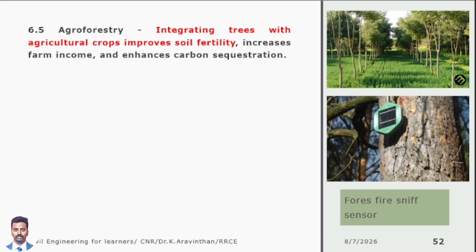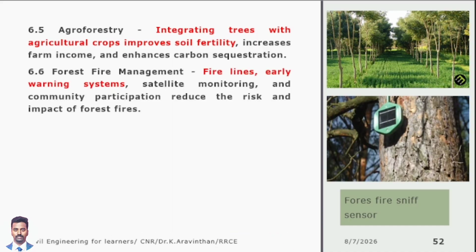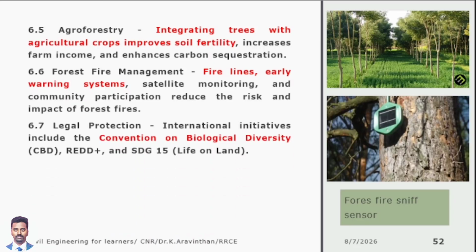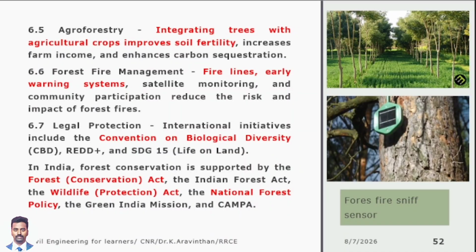Have you seen this forest fire sniff sensor? During any burn, some gases are left. That gas will be sensed. That is called fire sniff. This is forest fire management. This has been introduced. As soon as the gas starts leaking, they will start the recovery. And legal protection we can do in order to reduce deforestation.